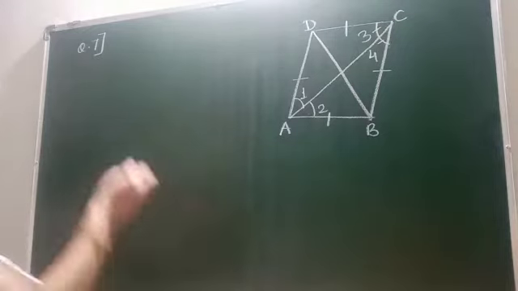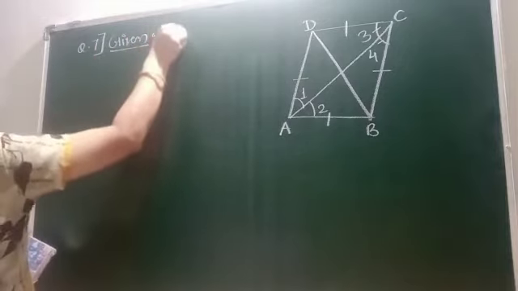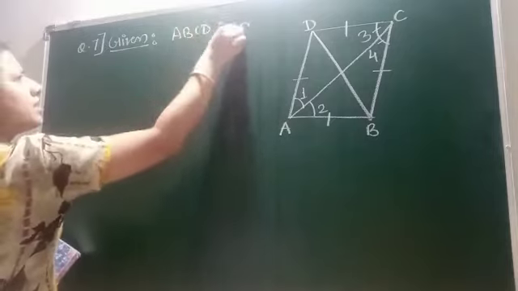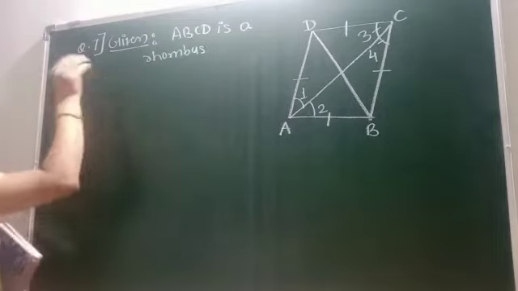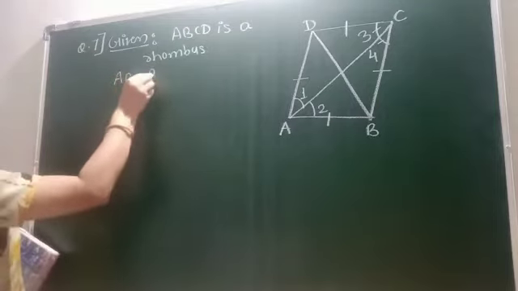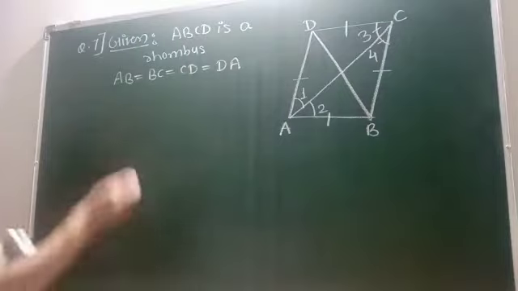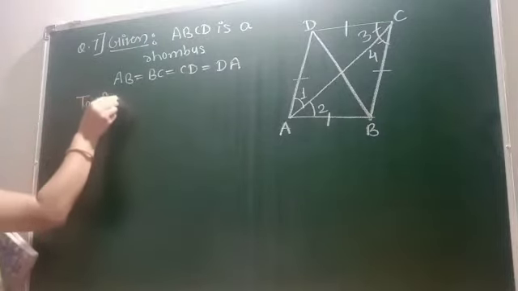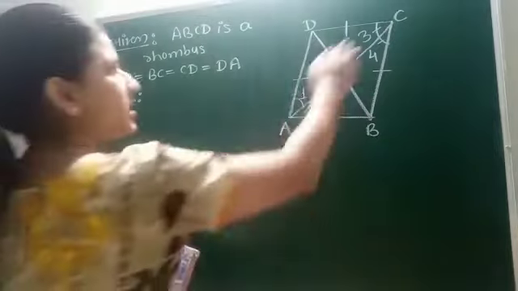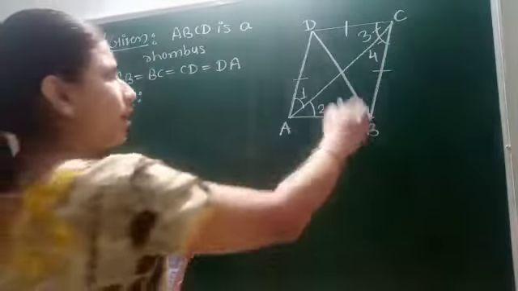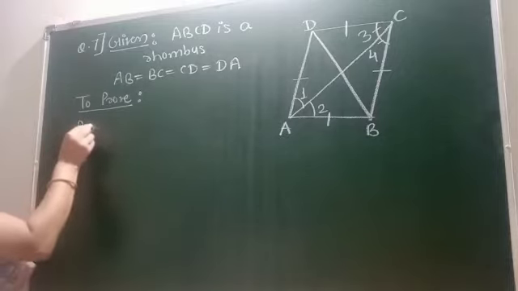So student, first we will write what is given. First we will write ABCD is a rhombus. Rhombus means all sides are equal: AB equal, BC equal, CD equal, DA. Then we will write what we have to prove. For the to-prove part, you can write from the book: AC divides angle A as well as angle C, and diagonal BD divides angle B as well as angle D. Now let's start our proof.